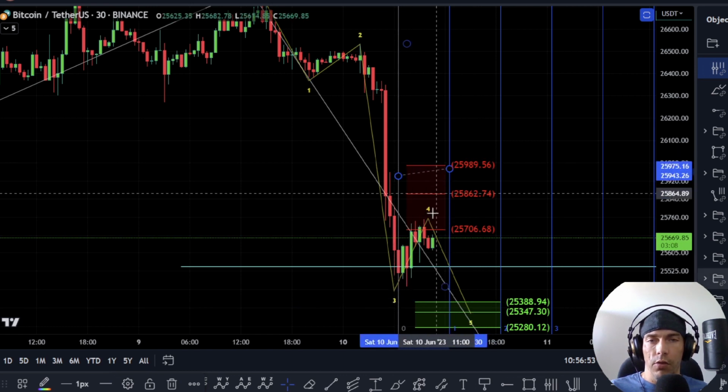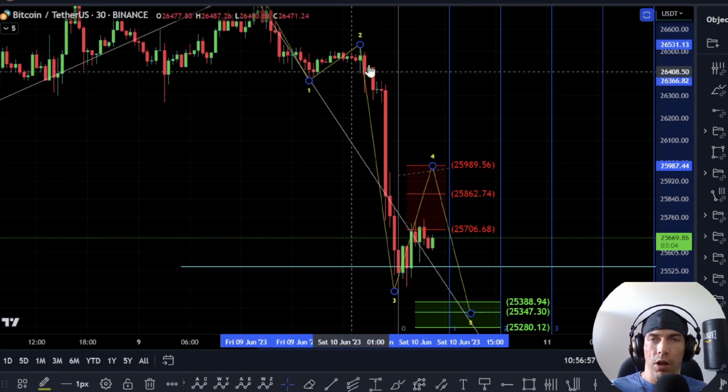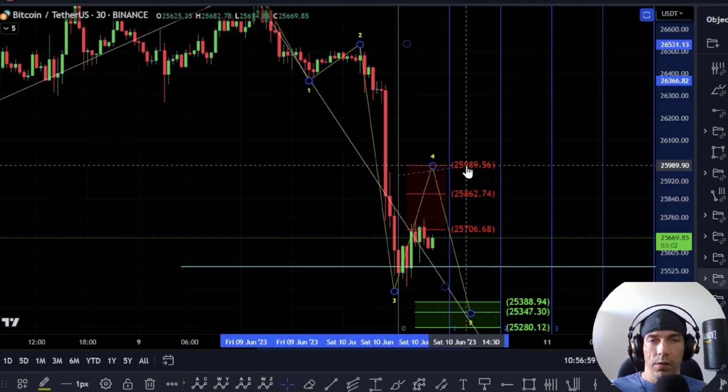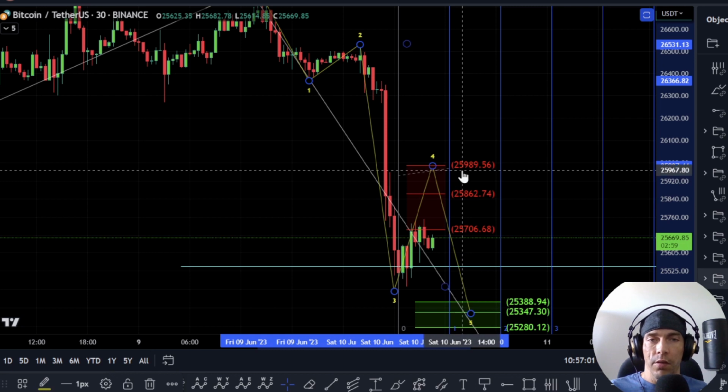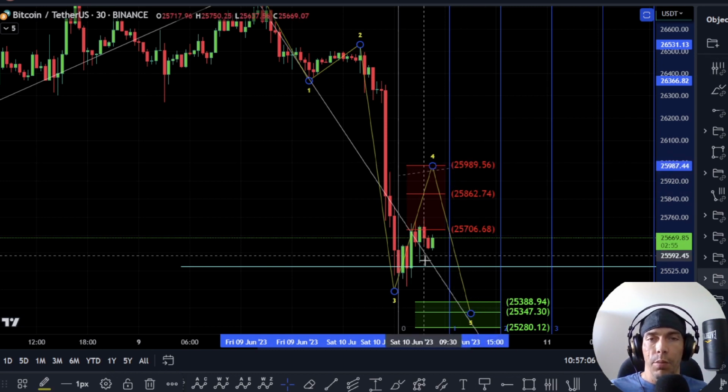Now, a deeper correction here would not be unlikely if we are looking at this as a wave 2 because this was quite shallow. So we'll have to keep an eye on it. This higher range of this 50%. If we start to break above this 25,989, it becomes less likely that we have this continuation here.